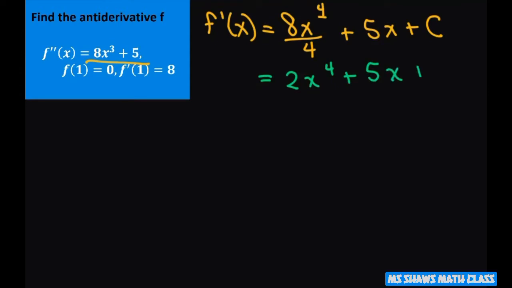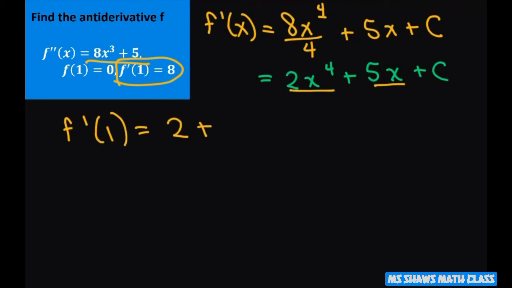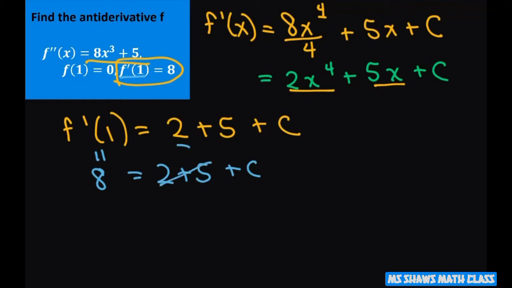5x plus c. Now let's evaluate, and we're doing our first derivative, so f prime of 1. So plug in 1 into those, and you're going to get 2 plus 5 plus c. Now, we know f prime of 1 is 8, so I'm going to substitute that for 8 equals 2 plus 5 plus c, or this is just 7.